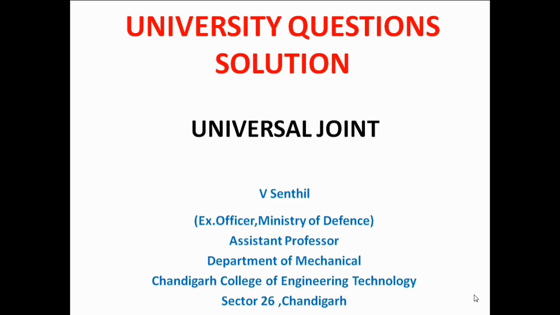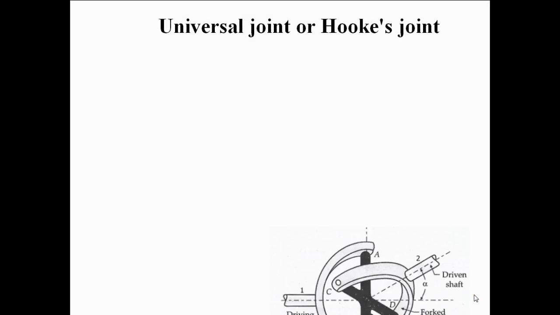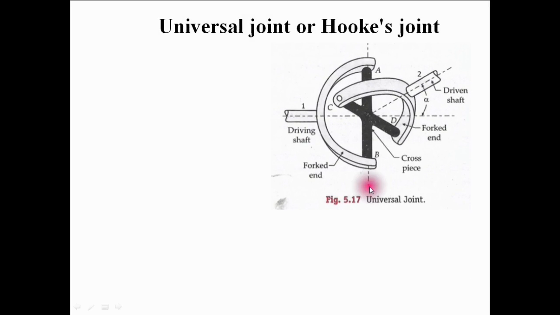Hello everyone. In this video, I am going to discuss a few university questions from the topic universal joint. A driving shaft is connected with a driven shaft by this arrangement, and this arrangement is known as a universal joint.